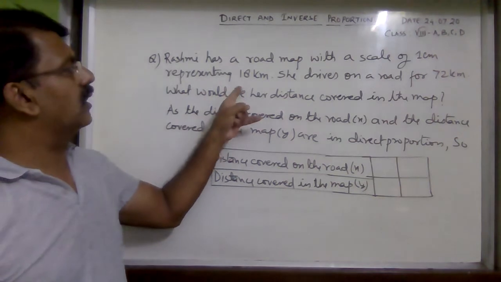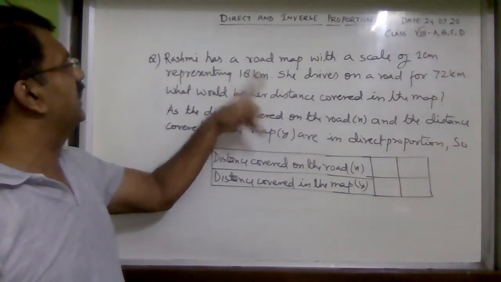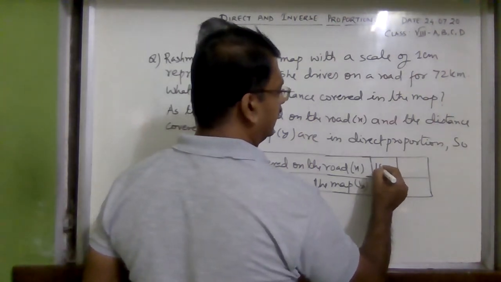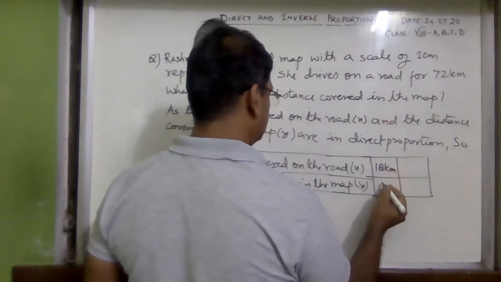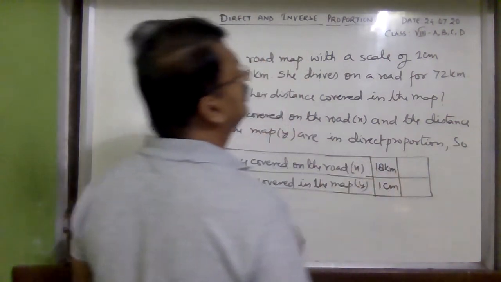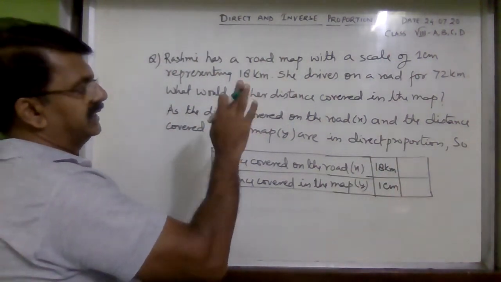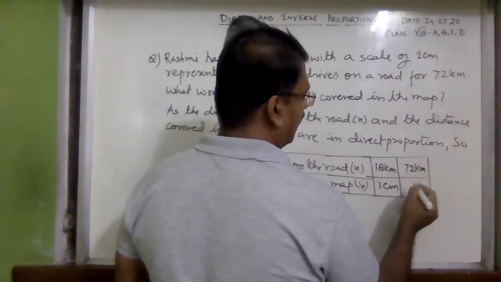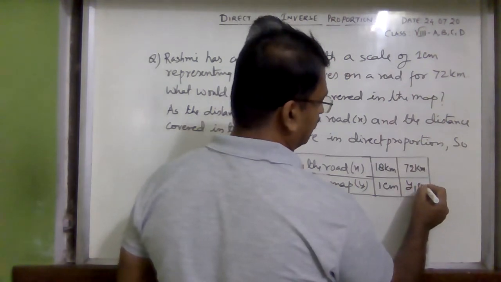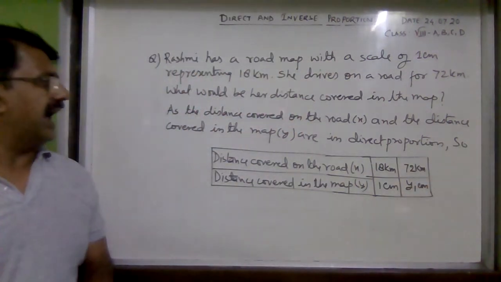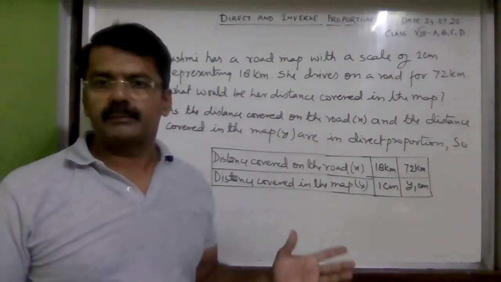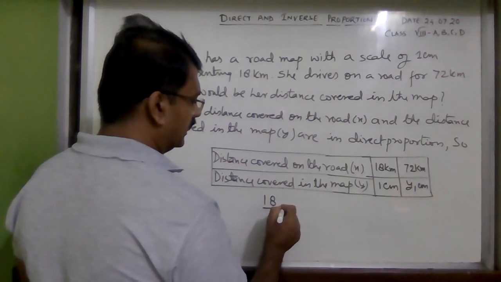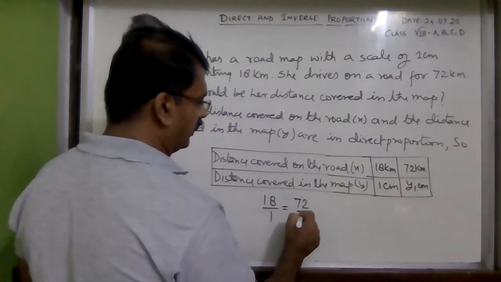Now 1 centimeter on the map is equivalent to 18 kilometer on the actual road. So you write down 18 kilometer here, and this is 1 centimeter. Now on the actual road she drives 72 kilometer. So you write down 72 kilometer here, and you write down y1 centimeter here. The answer will be in centimeters. And I have written that they are in direct proportion. So you will write 18 upon 1 is equal to 72 upon y1.